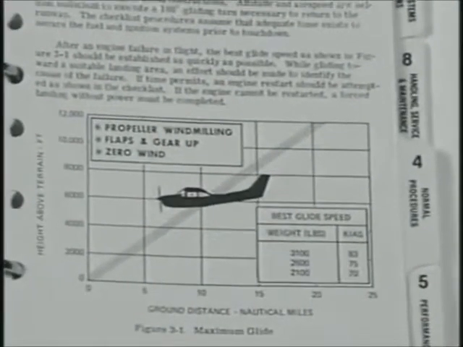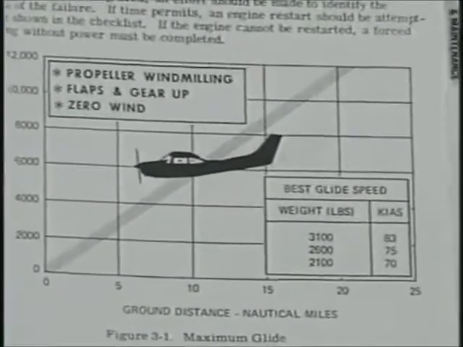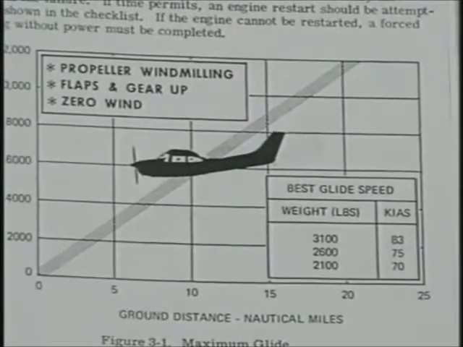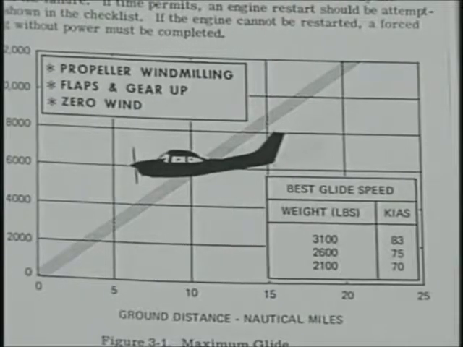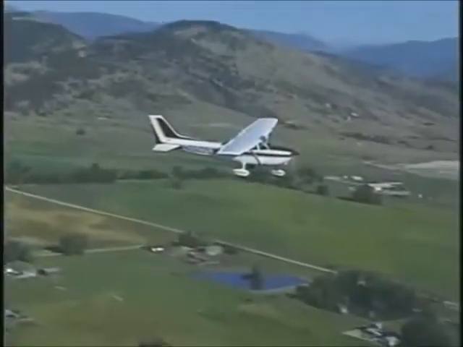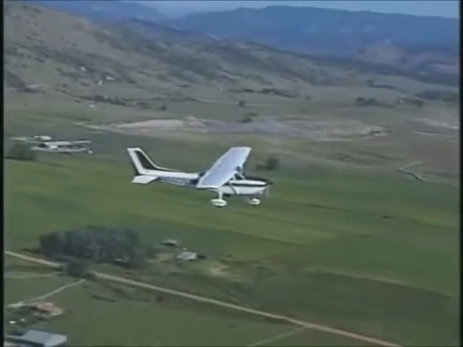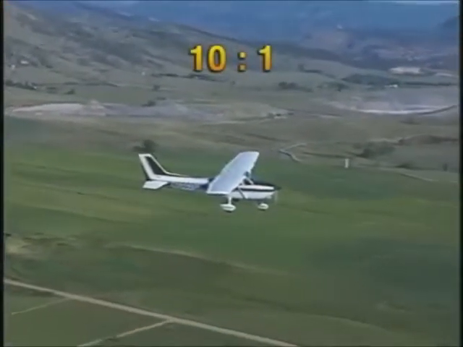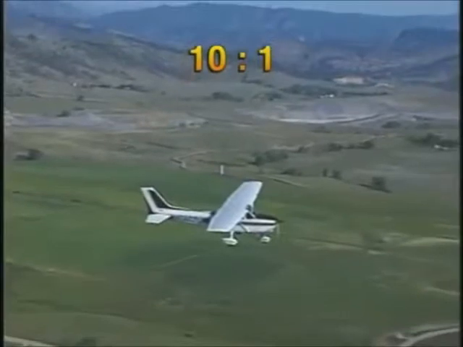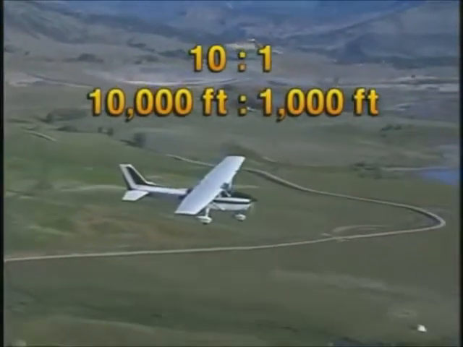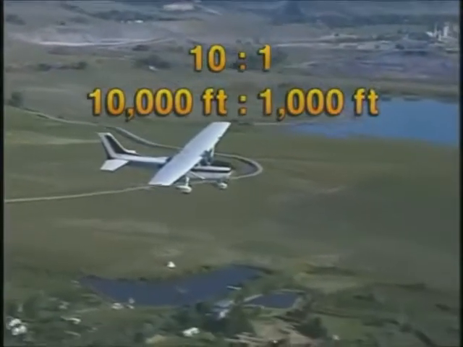The best glide speed is published in the pilot's operating handbook. For example, the best glide speed for this airplane at 2,600 pounds is 75 knots with the propeller windmilling, flaps and gear up in calm wind conditions. Glide ratio represents the distance an airplane will travel forward without power in relation to altitude loss. For example, a glide ratio of 10 to 1 means an airplane will travel approximately 10,000 feet of horizontal distance for every 1,000 feet of altitude lost in a descent.